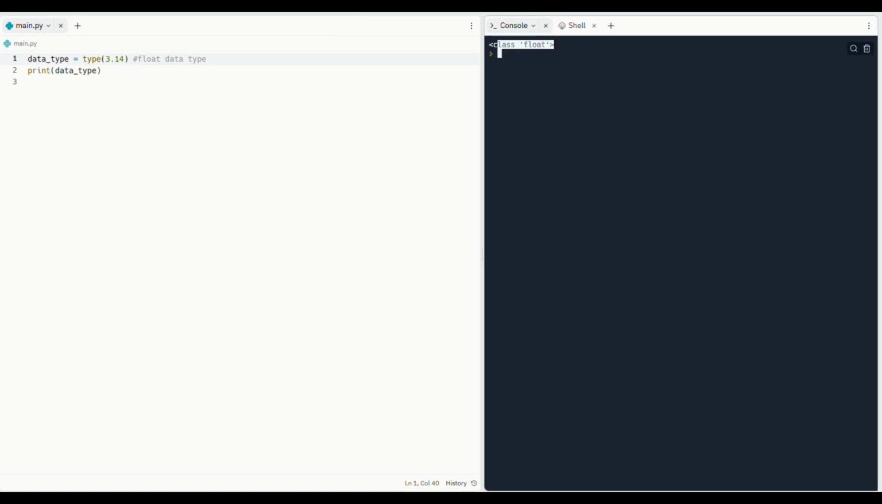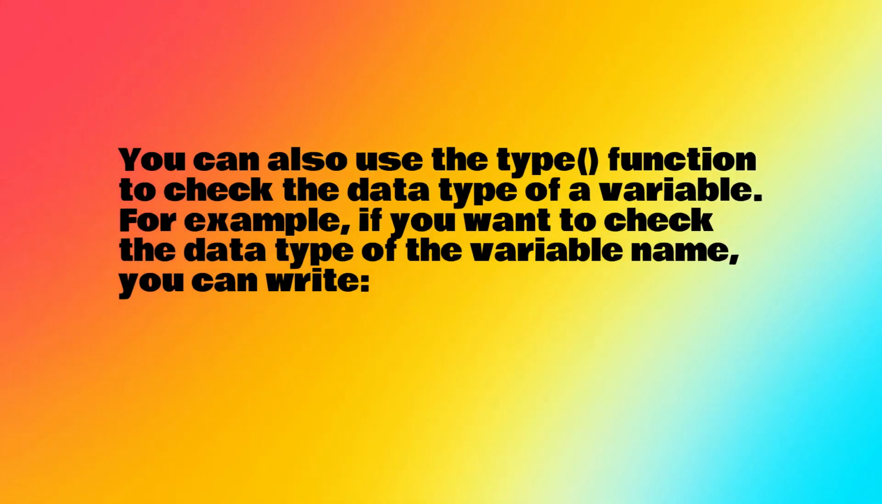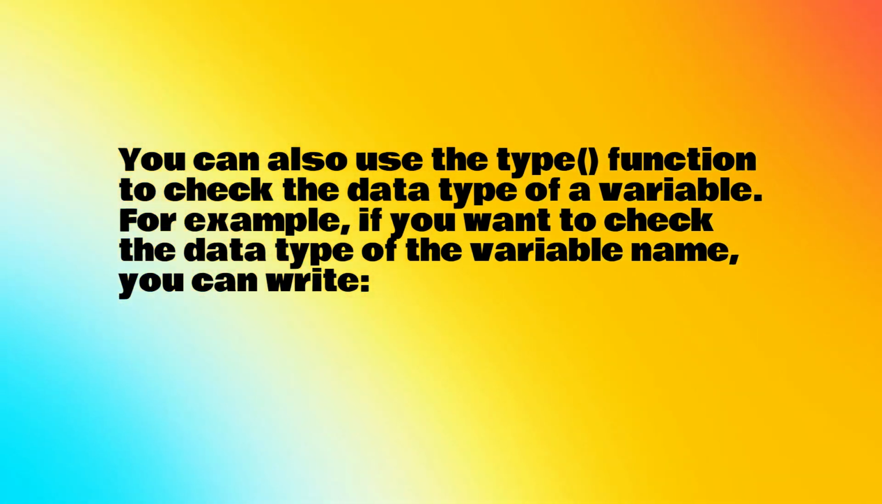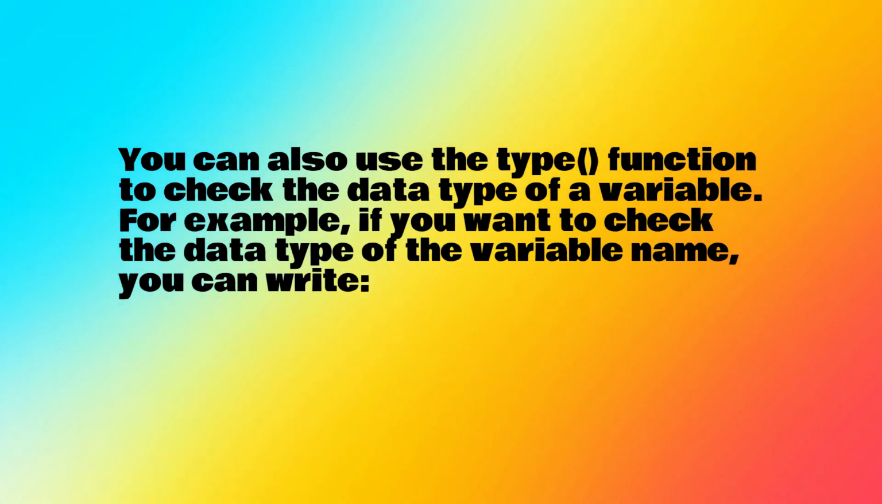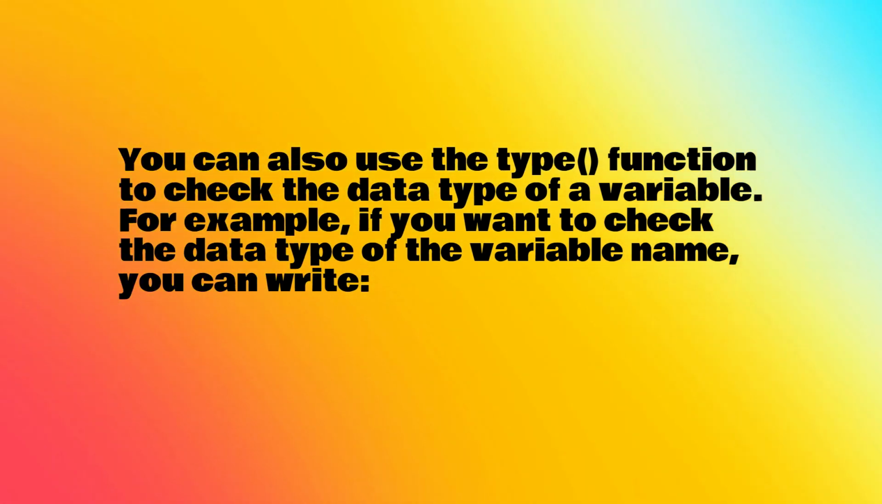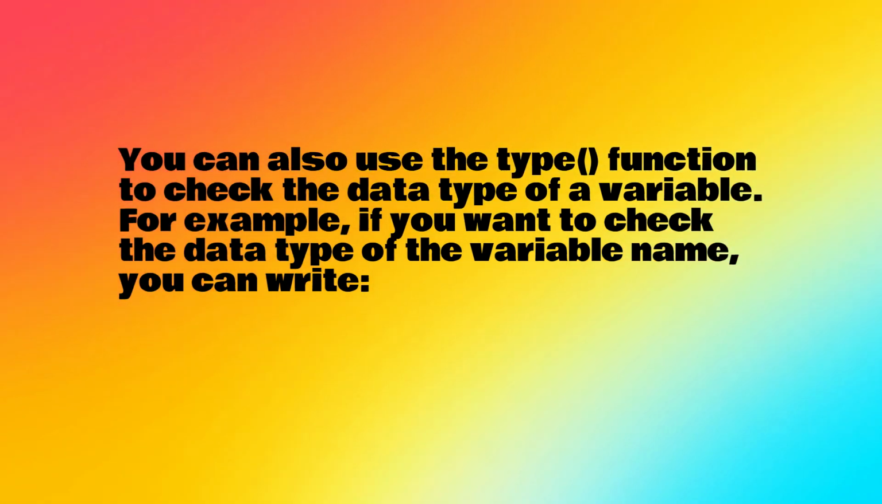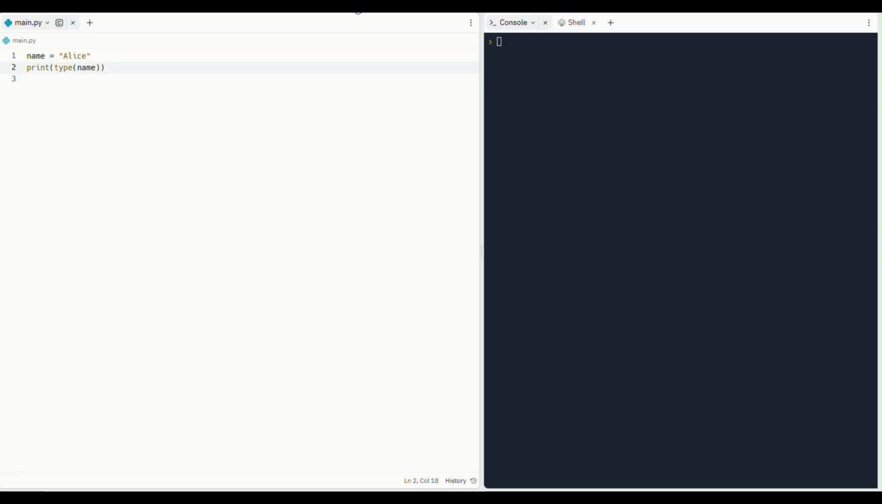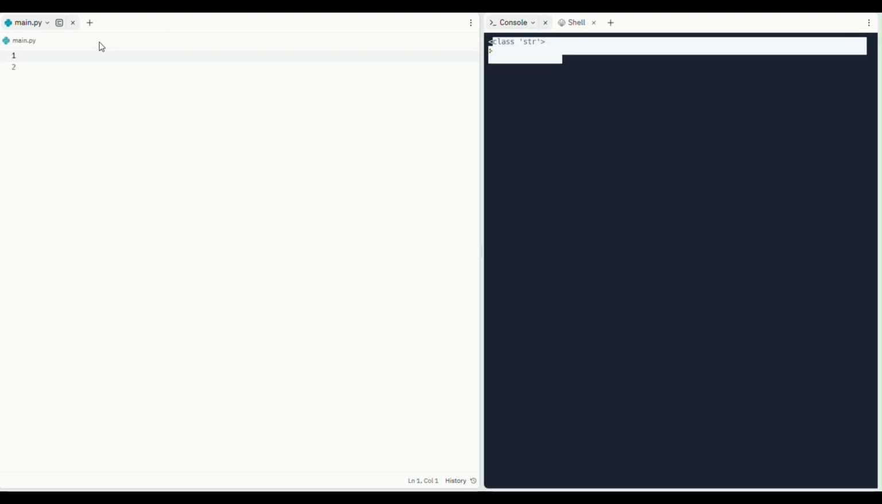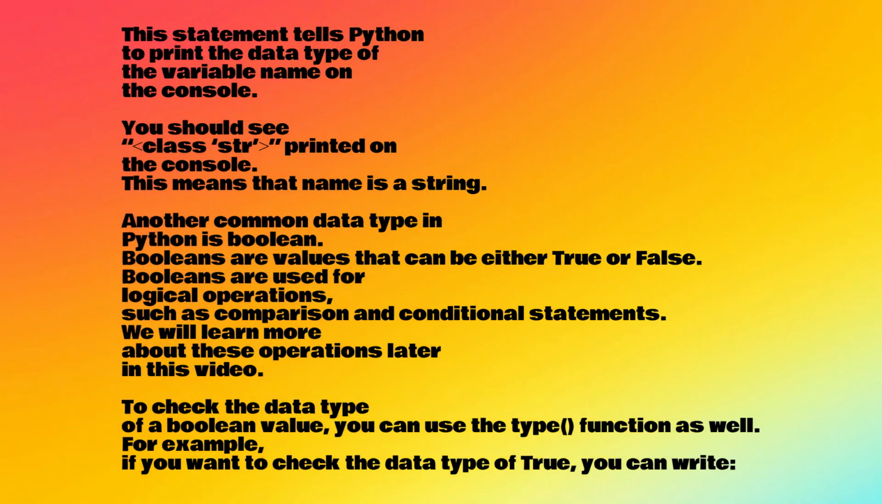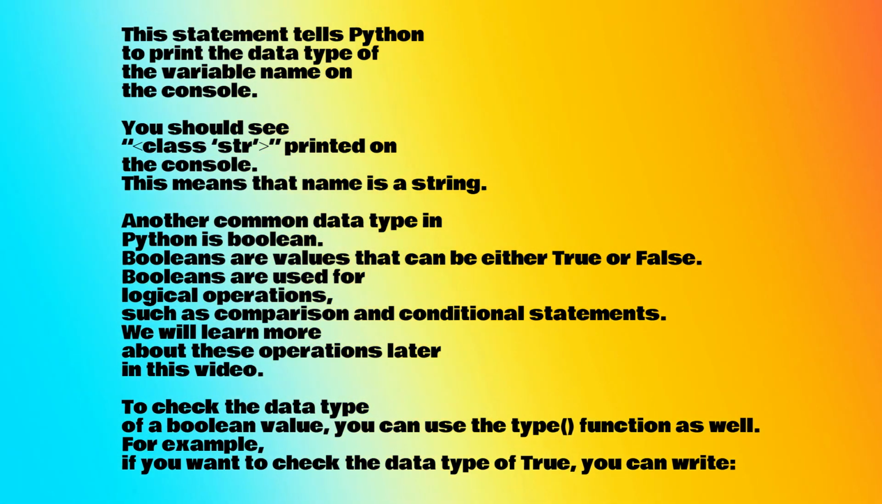You can also use the type function to check the data type of a variable. For example, if you want to check the data type of the variable name, you can write type(name). This statement tells Python to print the data type of the variable name on the console. You should see <class 'str'> printed on the console. This means that name is a string.